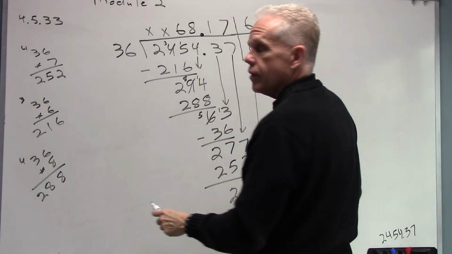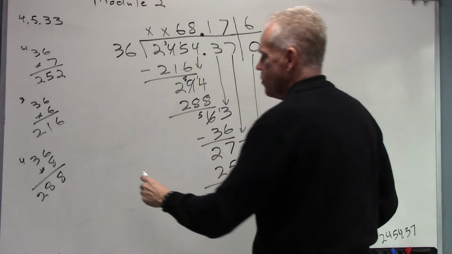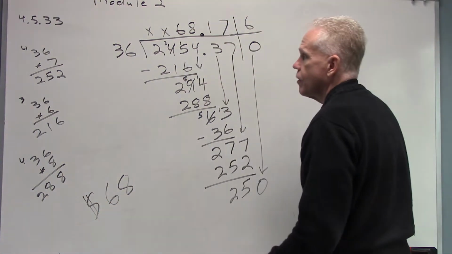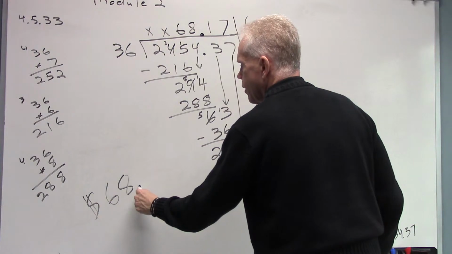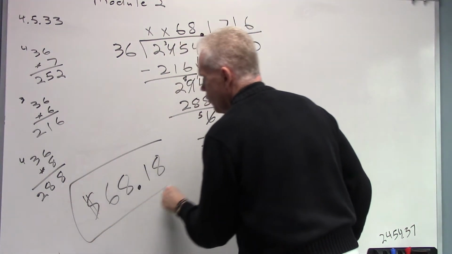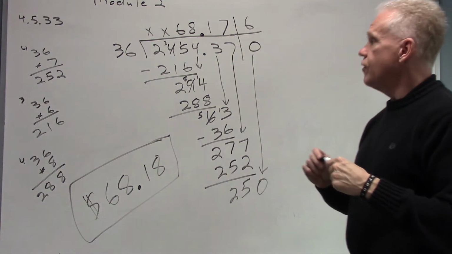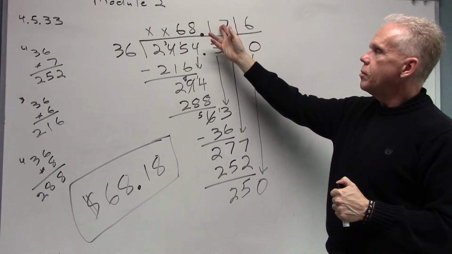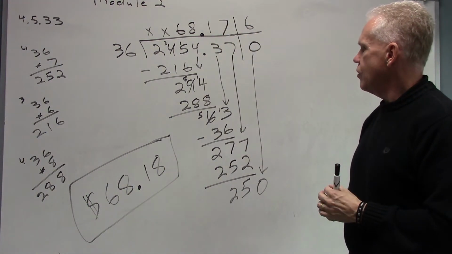So my monthly payment on what I borrowed to get that furniture is $68.18. When I round it to the nearest cent, the second decimal place is the nearest cent using that next number.